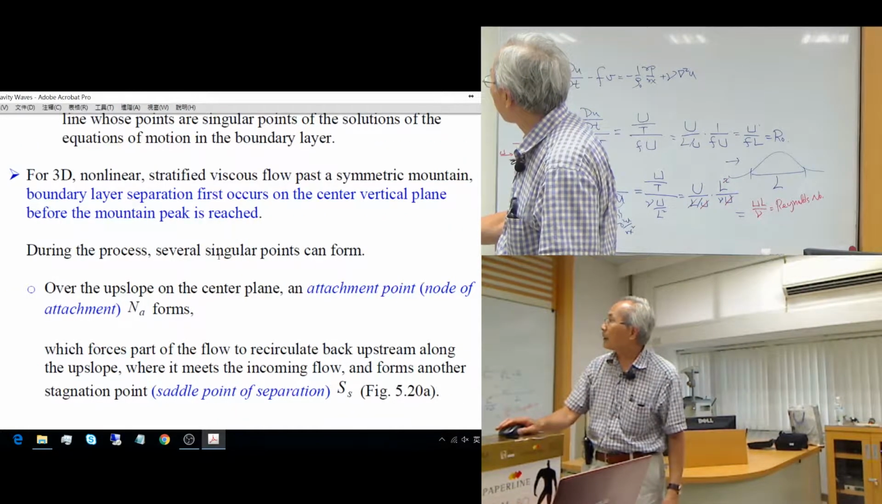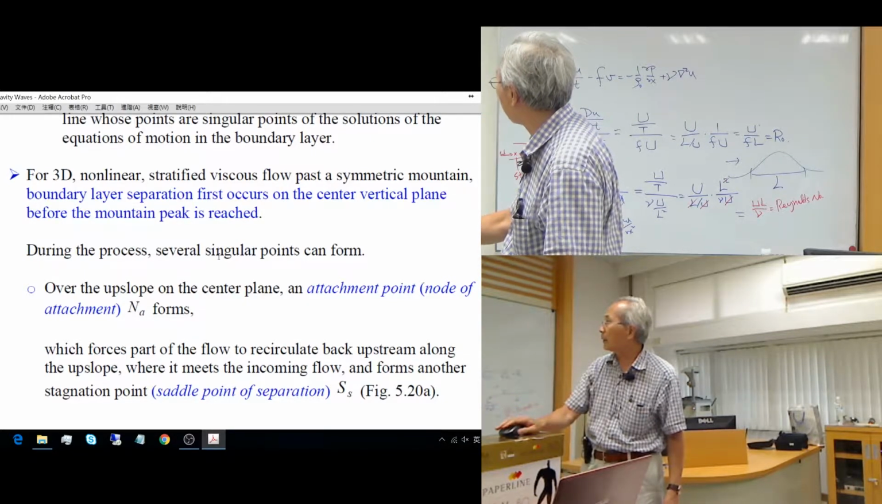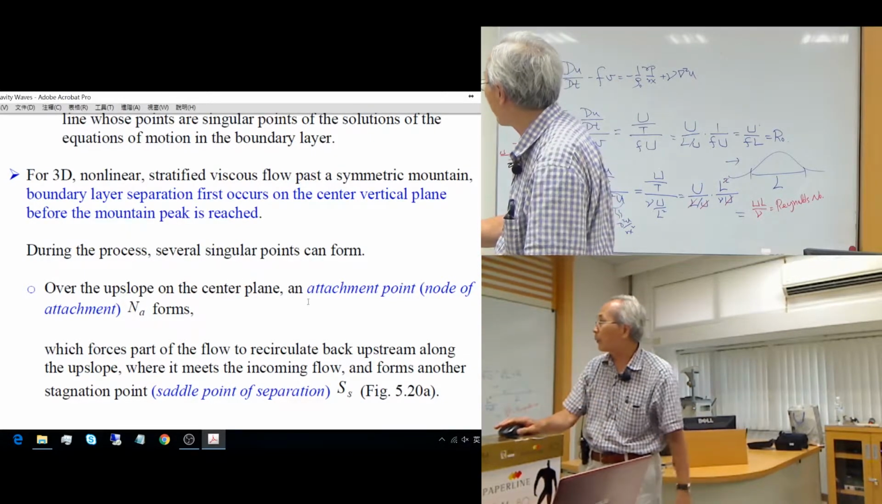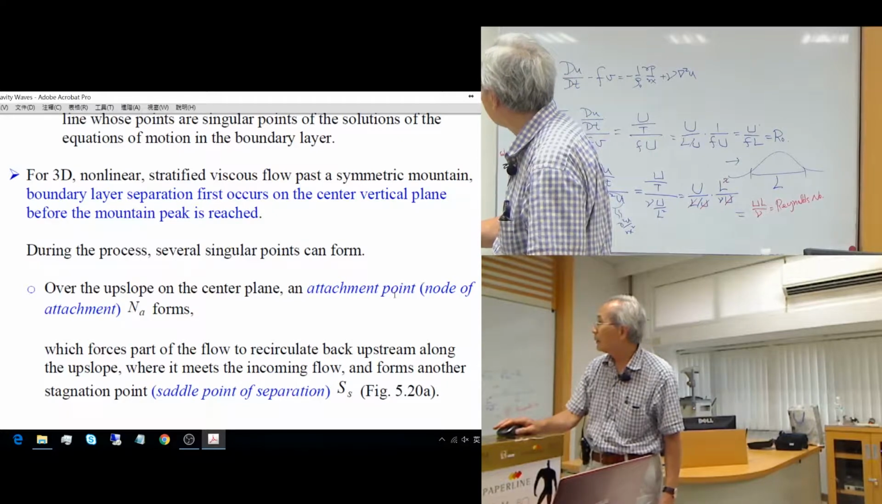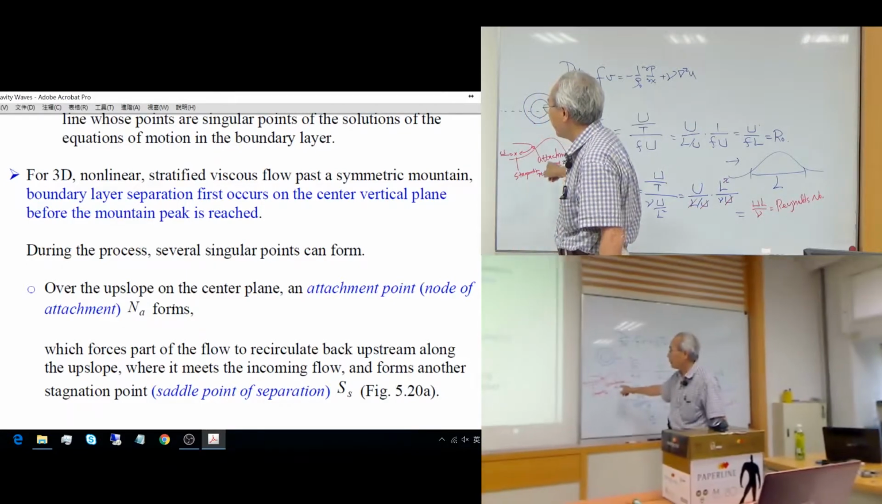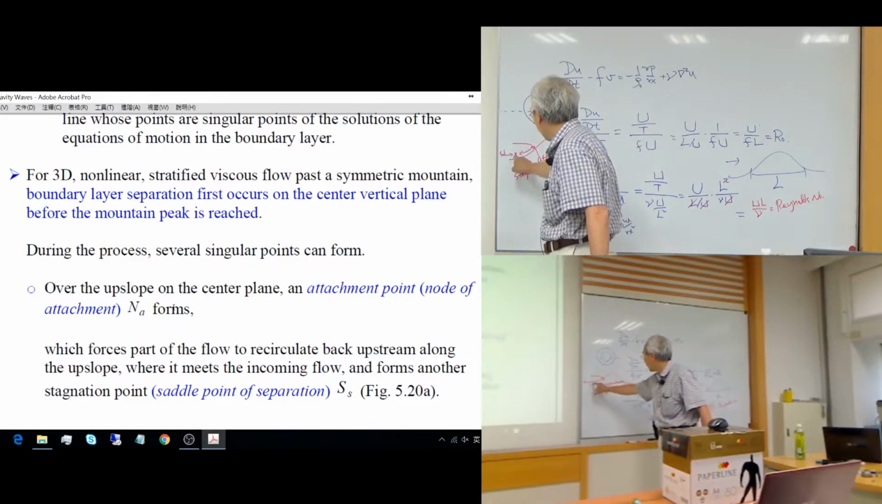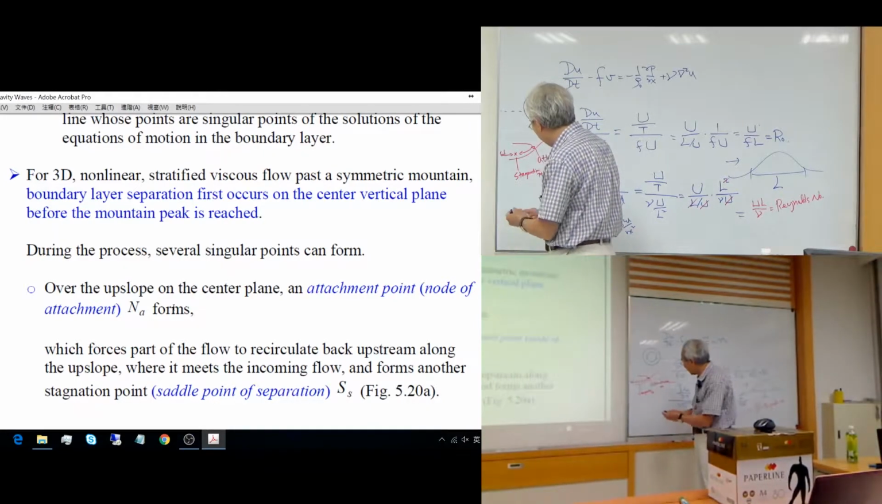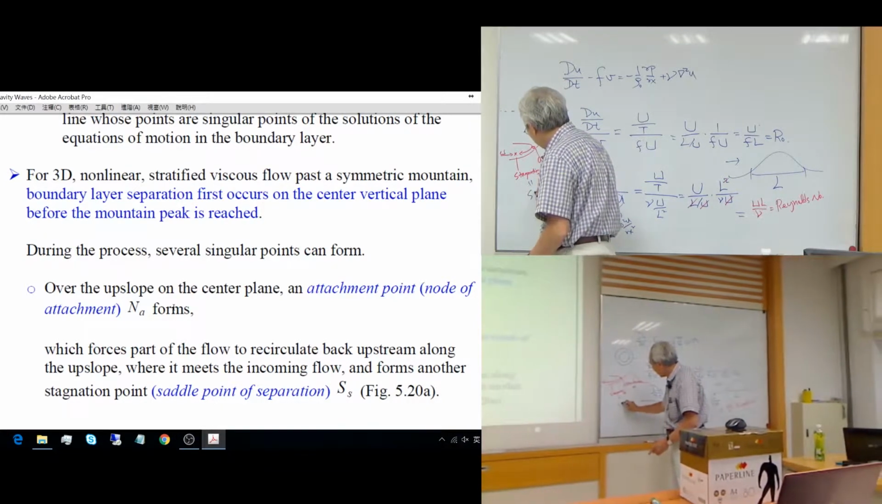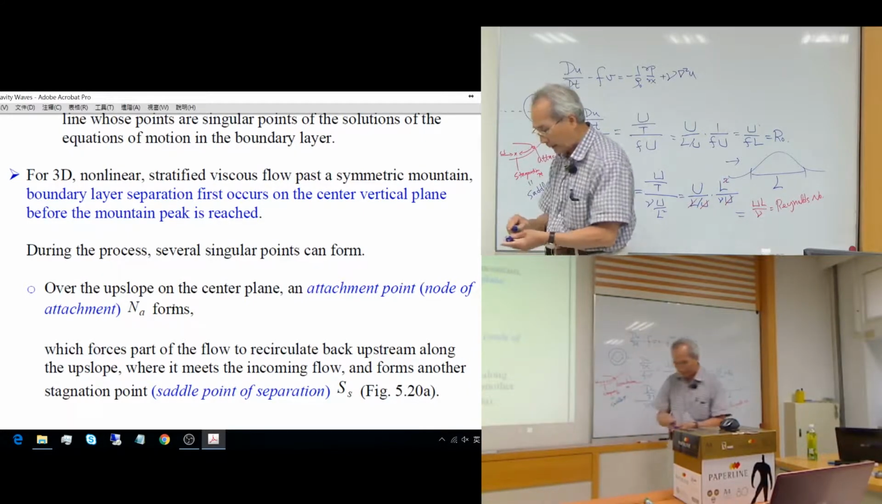During the process, there are several singular points. I did illustrate them, because they are very detailed, and I explained already. Attachment point, that's the node of attachment, that's NA, this attachment point. Your stagnation point. Your saddle point of separation. This is a saddle point of separation too. Okay, saddle point of separation.